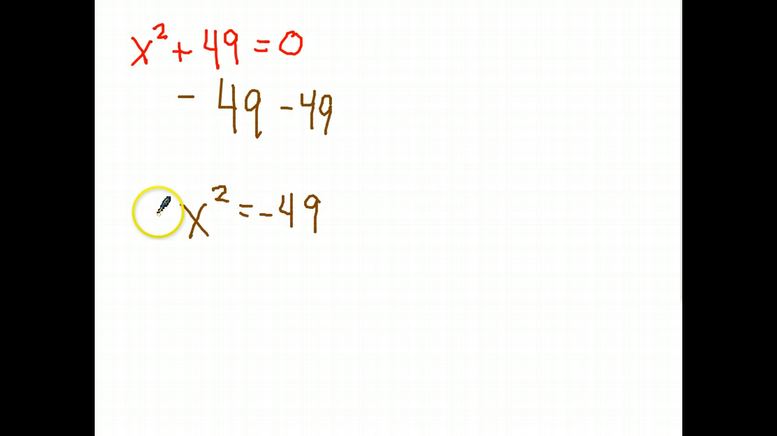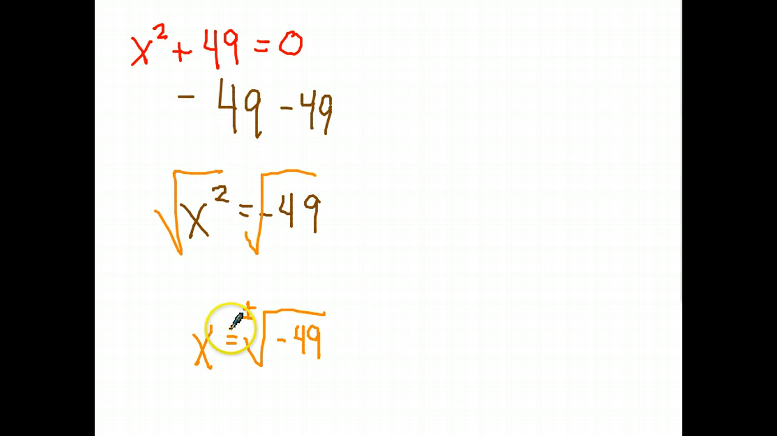Even when you try to take the square root, which is how you would actually solve this, you get x is equal to plus or minus the square root of negative 49, and there's no such thing in real numbers. So this has no real solutions. Now the deal is it actually does have imaginary solutions, but we're not going to talk about that yet. But this actually has no real solution, so it never crosses the x-axis.